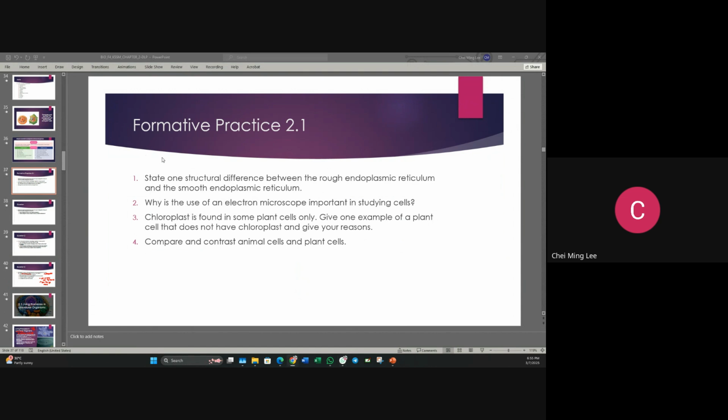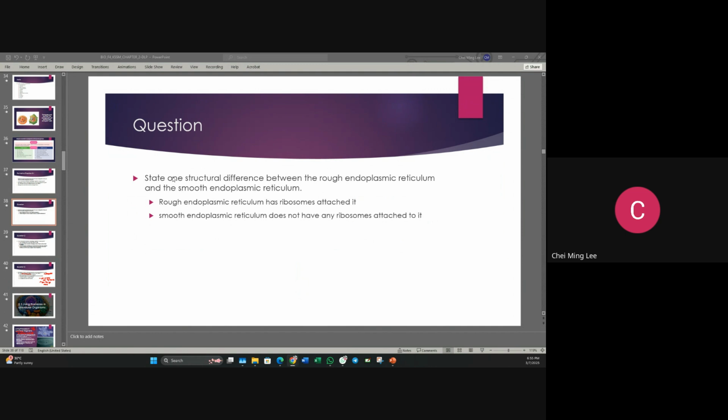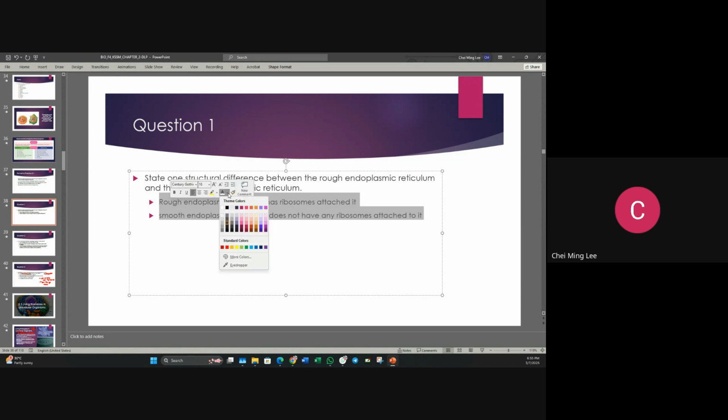Okay, so let's see the answer. This is question one. State one structure difference between the rough endoplasmic reticulum and the smooth endoplasmic reticulum. The rough endoplasmic reticulum has ribosomes attached to it, while the smooth endoplasmic reticulum does not have any ribosomes attached to it. That's the main difference.